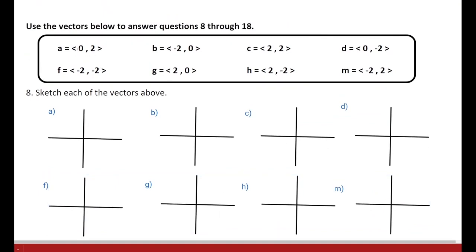The horizontal component comes first, the vertical component comes second. So you're going to go 0 units in the x direction and 2 units up in the y direction. This particular vector will look like this. It's often helpful to label the grid too. So you can see it's 0 units to the right, 2 units up, and so there's vector A. Vector B is going to look very similar, except it's moving 2 units to the left. So it's going to look more like this.